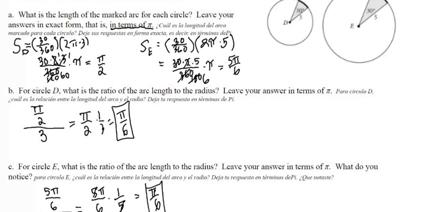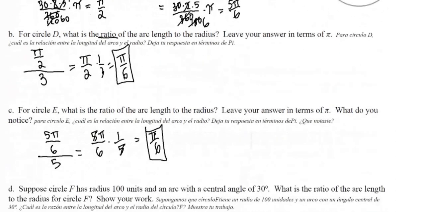So, hey, would you look at that? It's the same both times. And it really should be, because a ratio is, in this situation, just a fraction. And I should be taking up the same fraction of my circle if I have the same central angle on both.